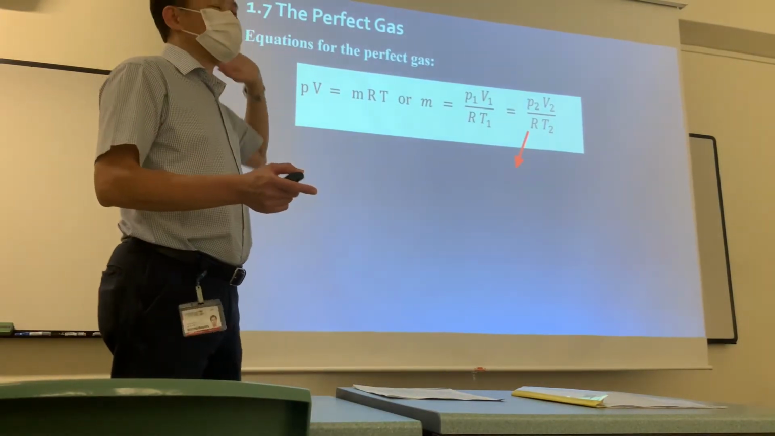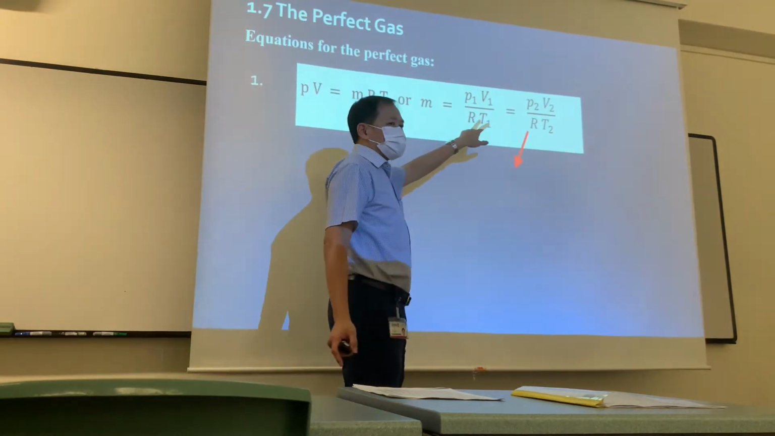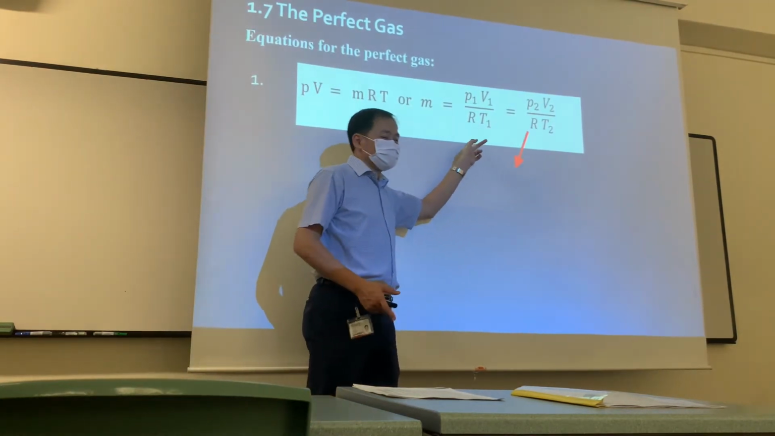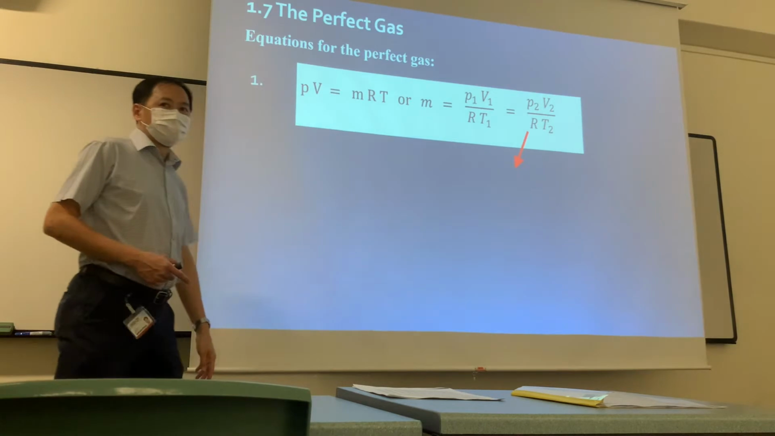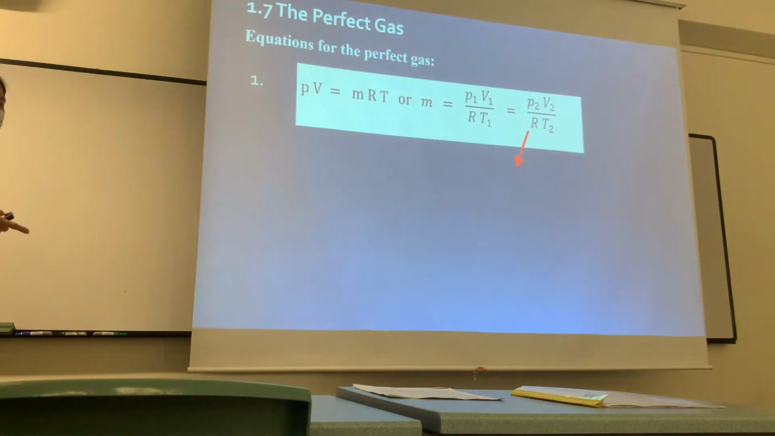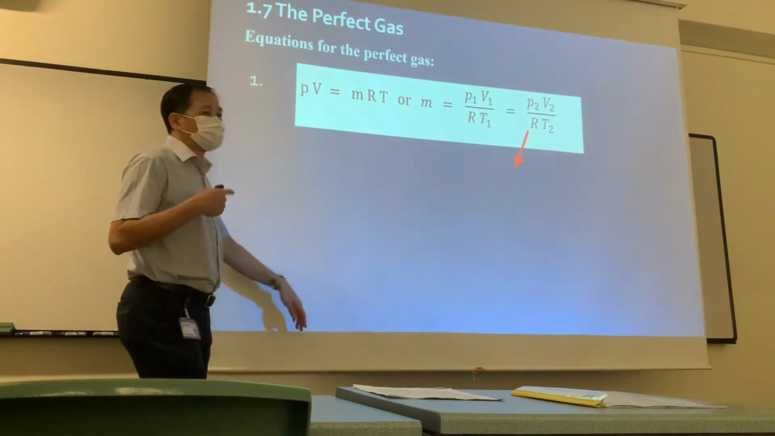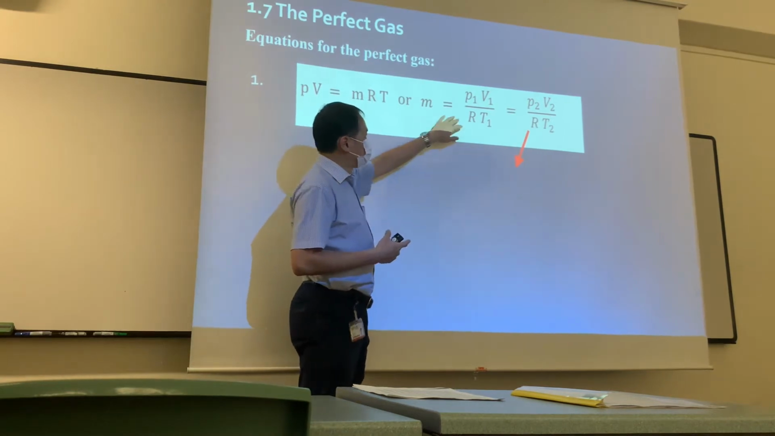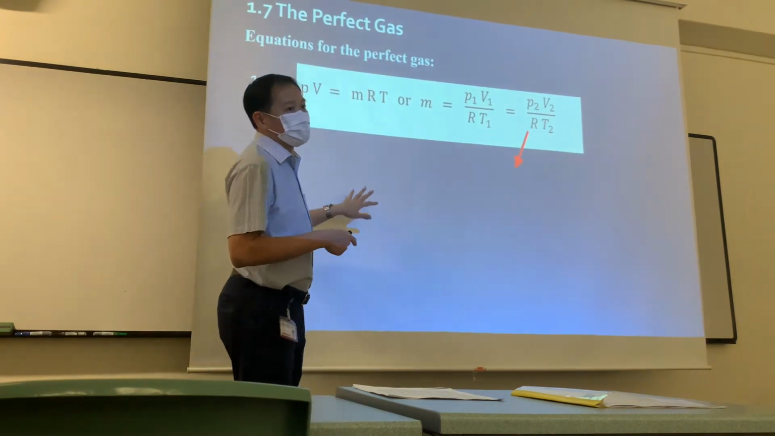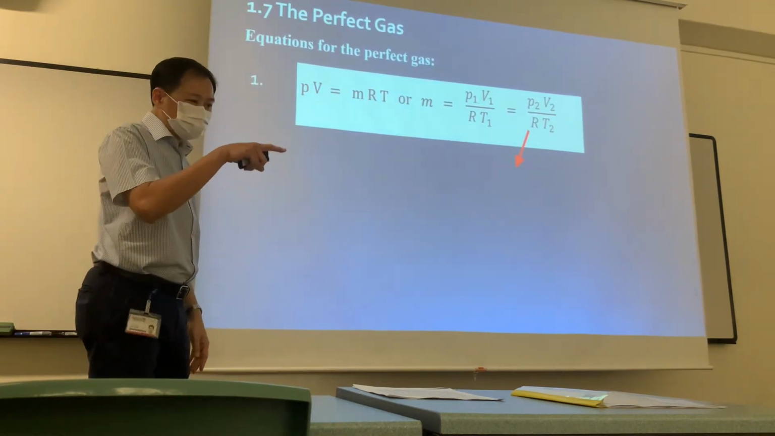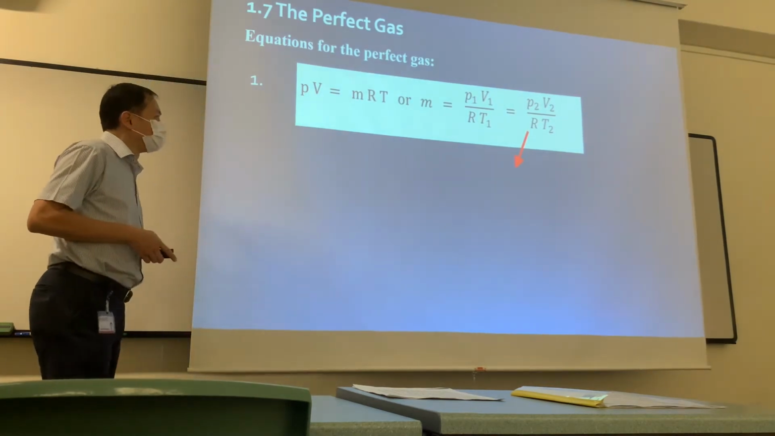Gas constant, yes. It's the characteristic gas constant for a particular gas. So for air it is 0.287 kilojoule per kilogram K. For other kinds of gas, the figure may change, may not be the same. So this 0.287 is only applied for air.